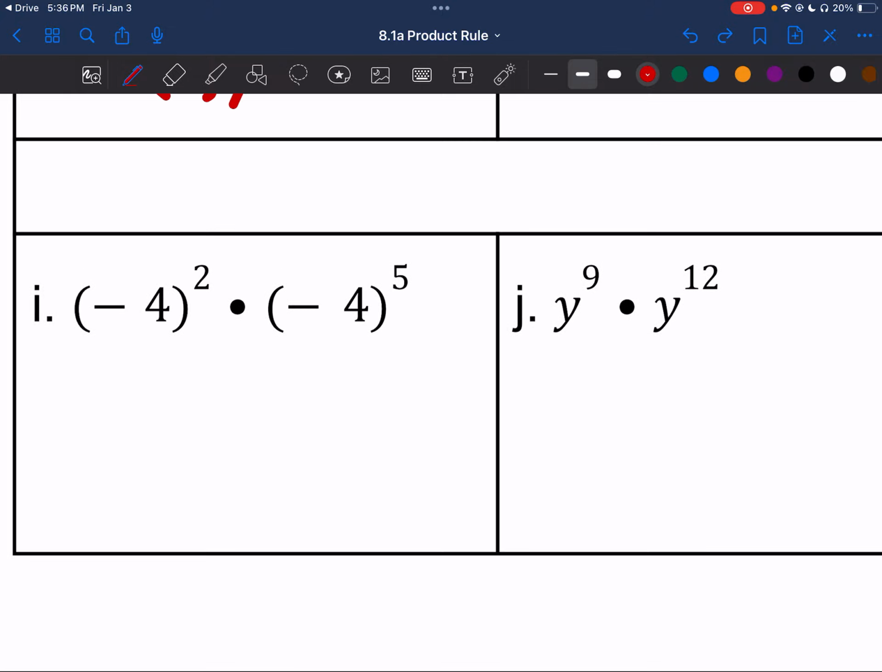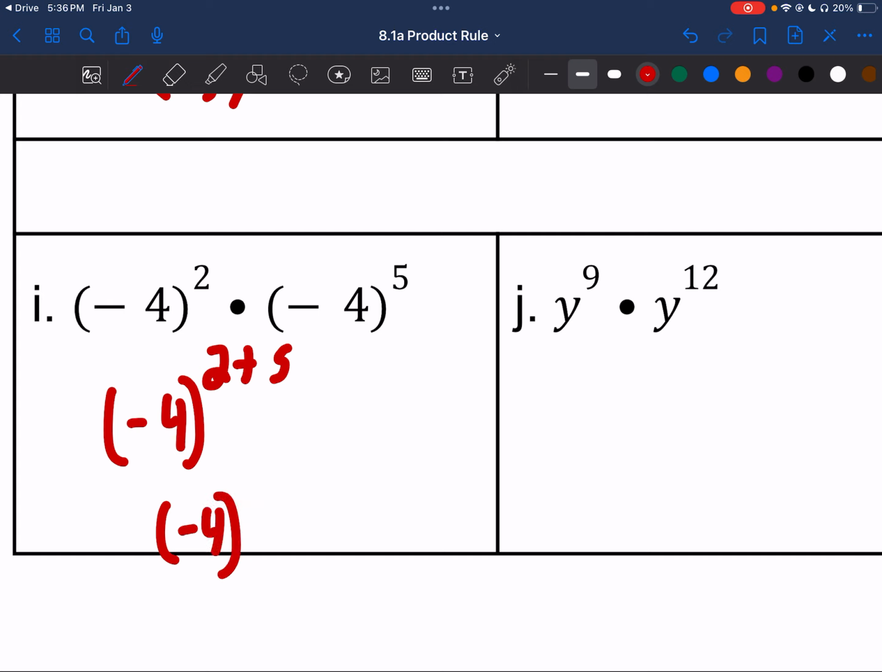So as I look at letter I, we've got the parentheses. Anytime you have parentheses in an expression, it's probably wise to keep them. So we have -4, and we have an exponent of 2, and we have an exponent of 5. And so that's -4 to the 7th power. 5 plus 2 is 7. Letter J, we've got y to the 9th, y to the 12th. That comes to y to the 9 plus 12, which simplifies to y to the 21st power.